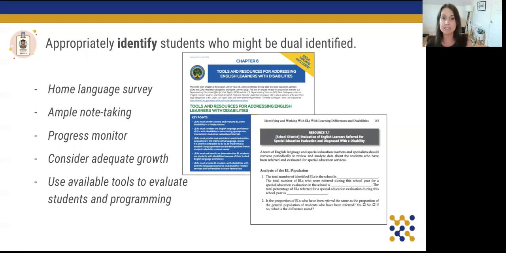So to the right, you're going to see two great tools that you can use. One's a toolkit from the US Department of Education, and I'm going to show you more about that in just a minute. The other is a reflection form from Colorado that would be perfect to use when looking at your programming for dual identified students as a whole. It's got lots of great questions that you can dig into.